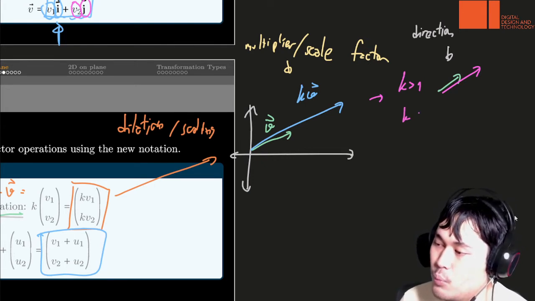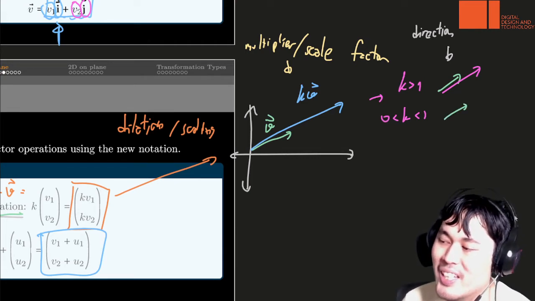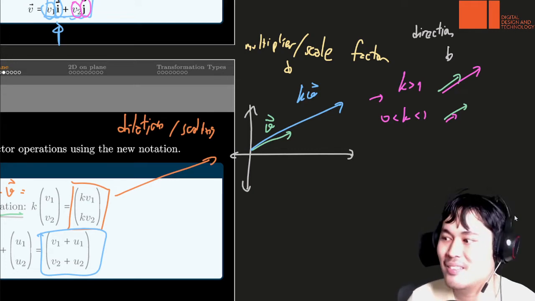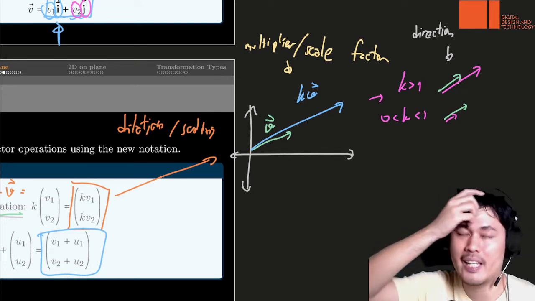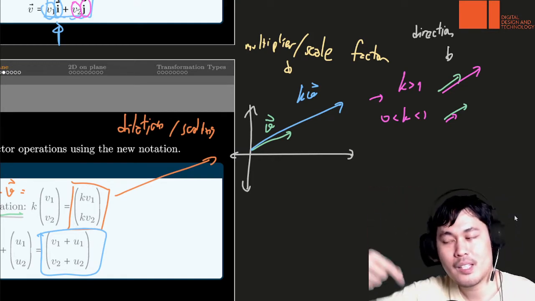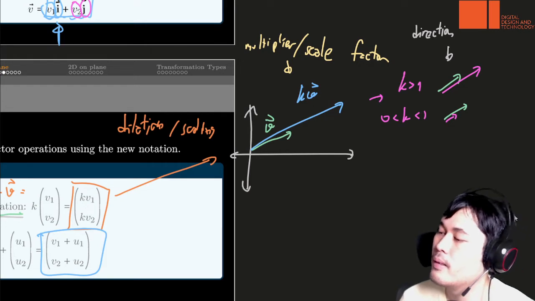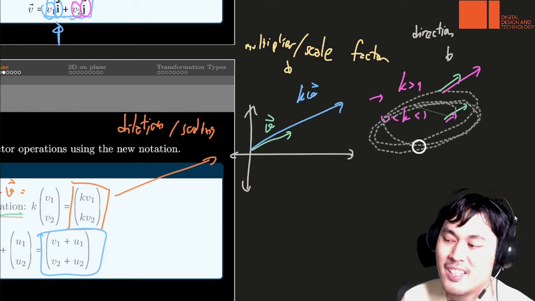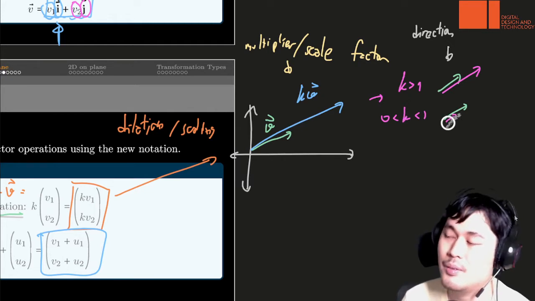If k is between 1 and 0, this is actually what we would expect as a shrinking. The vector gets smaller, which makes sense, right? If you multiply everything by 1/2, that's the same as decreasing the size by half. That's a shrink, and again, when you shrink by some factor, it still has the same direction.